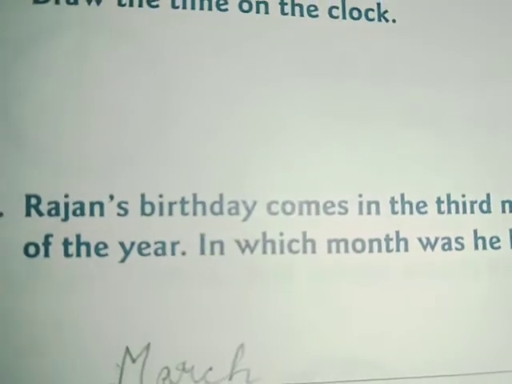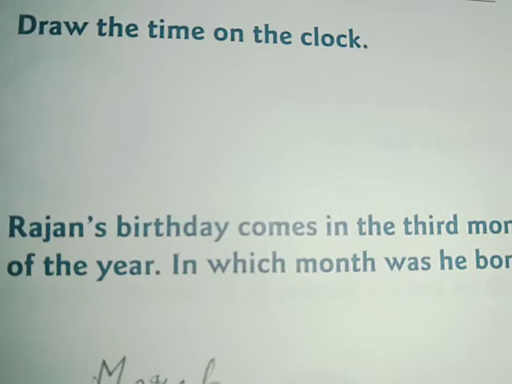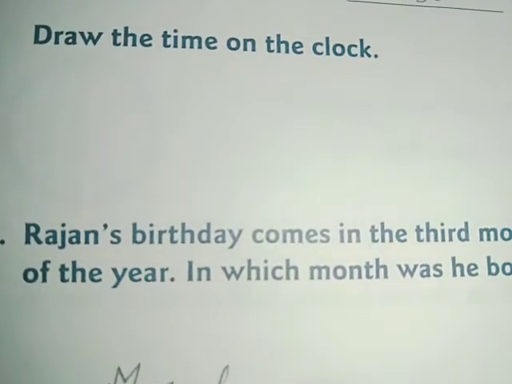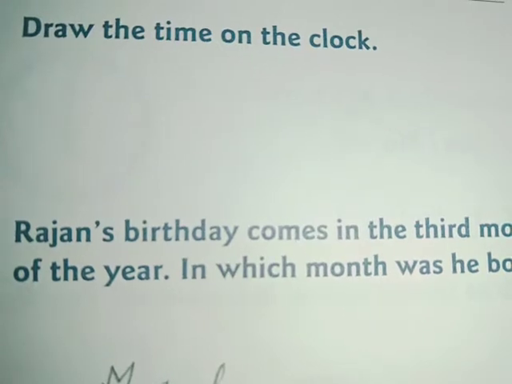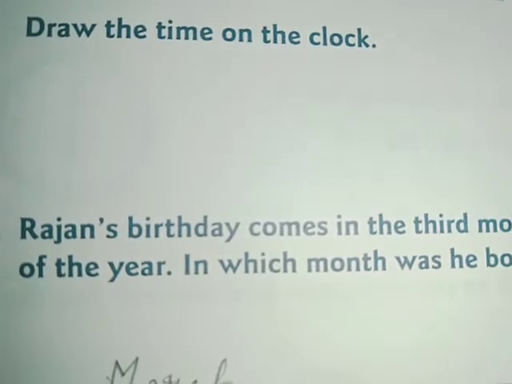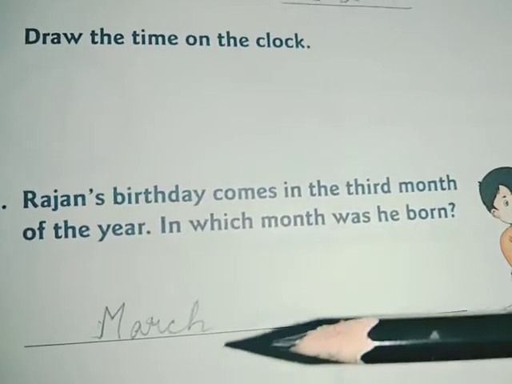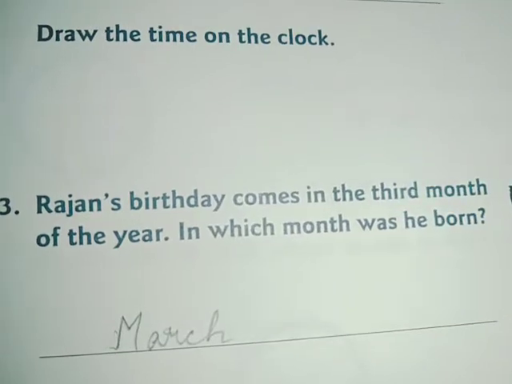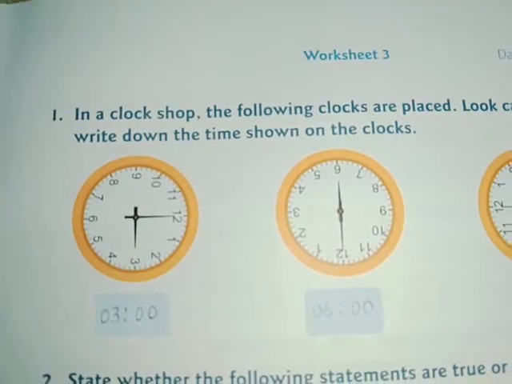So birthday is celebrated on the month we are born, and it is said that Ranjan's birthday is in the 3rd month. So students, by this time all of you know the 12 months of the year. All of you have read. The first month is January, second month is February, and the third month will be March. So he was born in the month of March, and that is why he celebrates his birthday in the 3rd month of the year. Moving to worksheet 3.